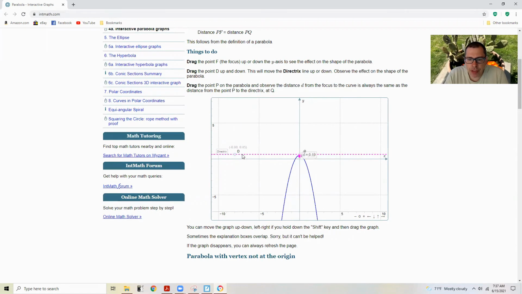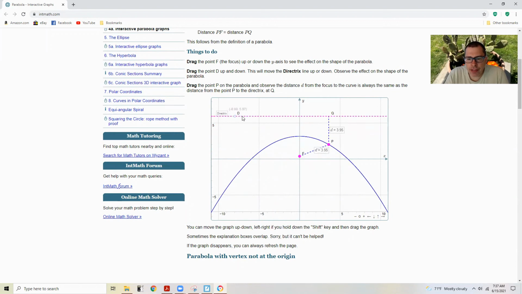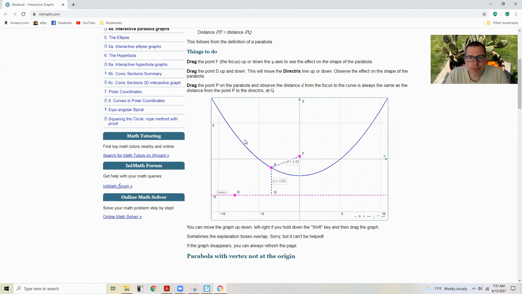But if I move the directrix above, it flips the parabola over, which would make the first term, the leading coefficient, negative. Now it is decreasing. Notice the distance from F to P and Q to P are always equal. So that's what moving the directrix will do. And if I moved F below, the same thing would have happened. It flips the parabola underneath like so.